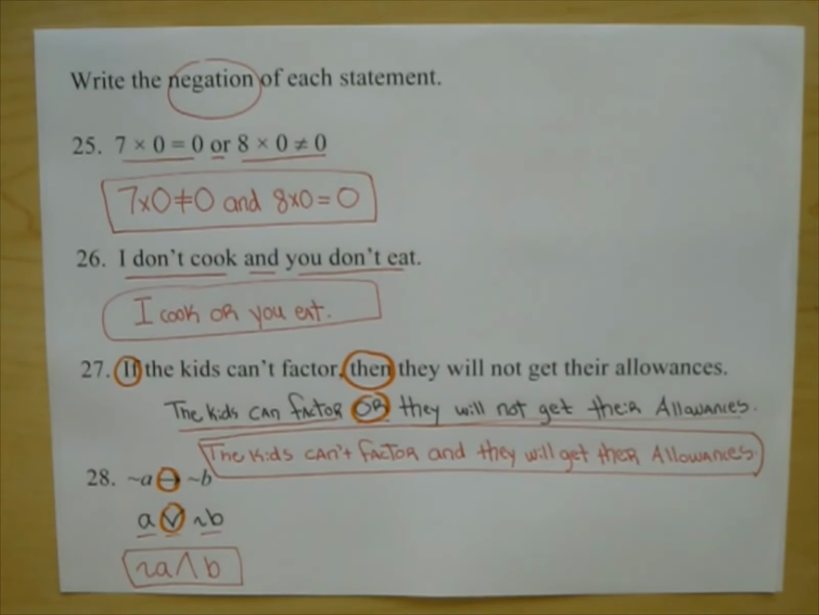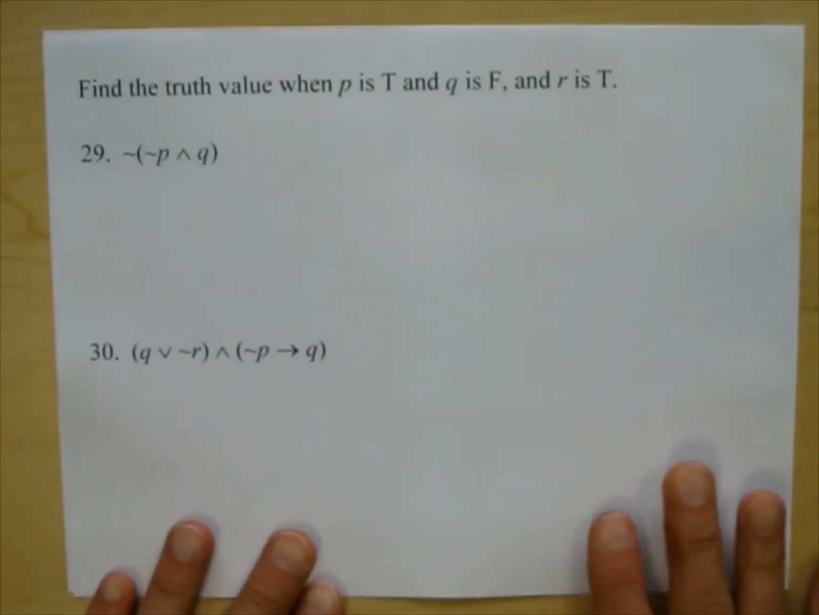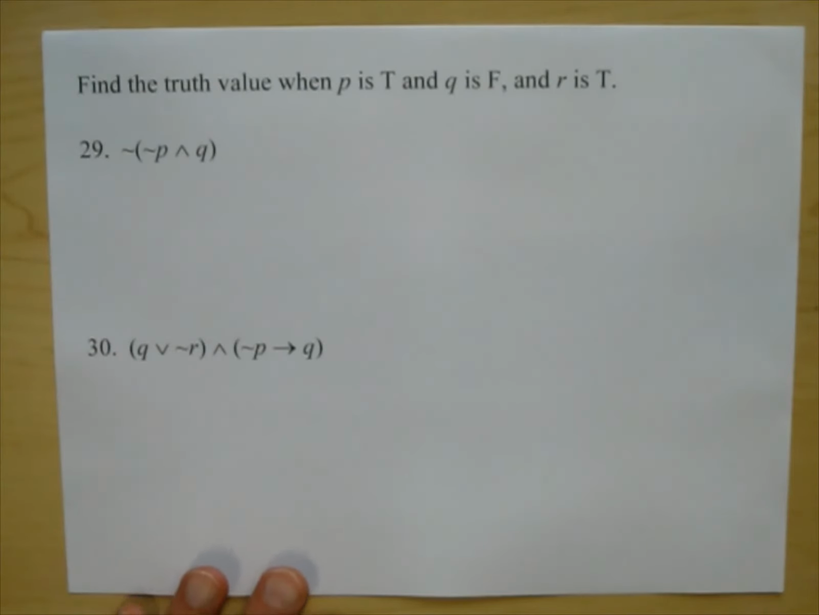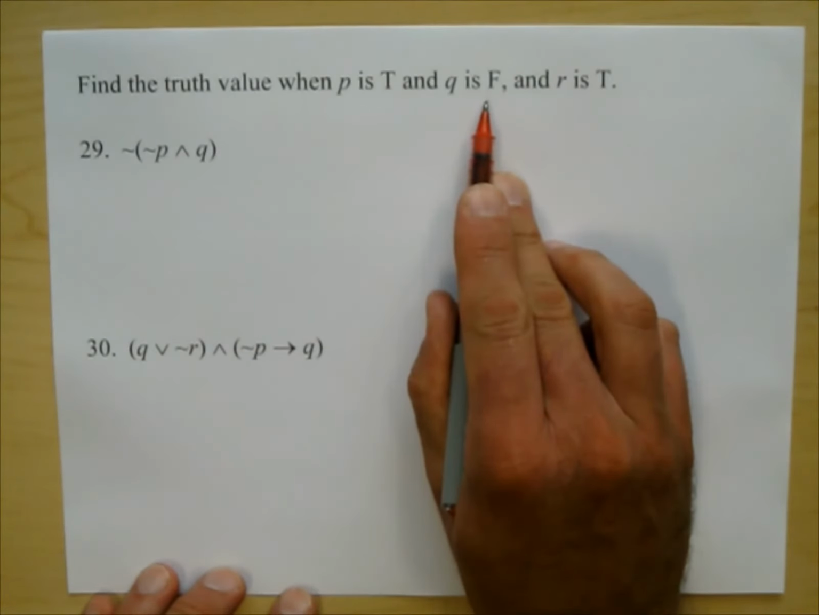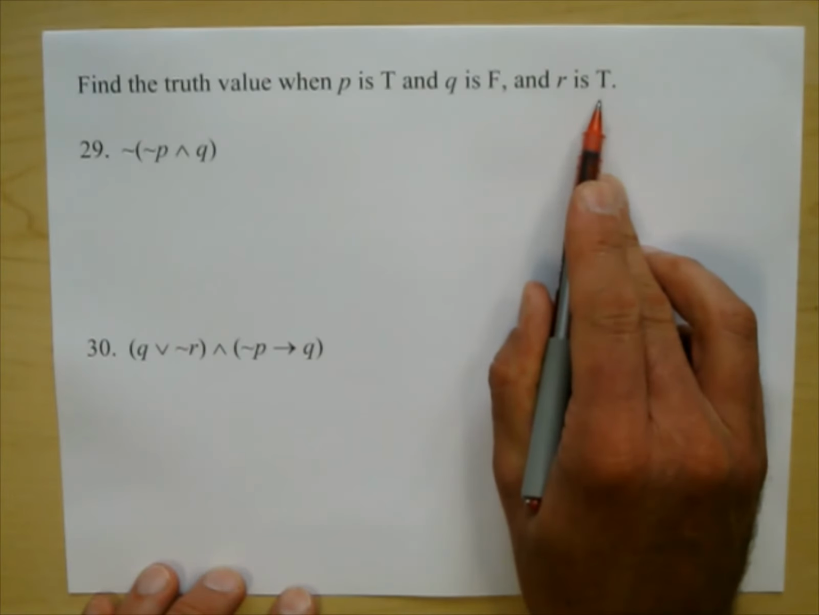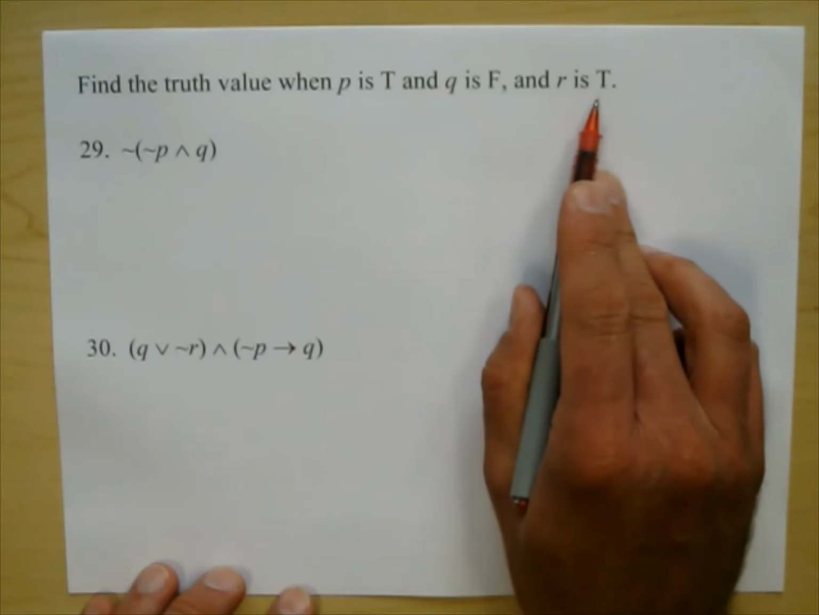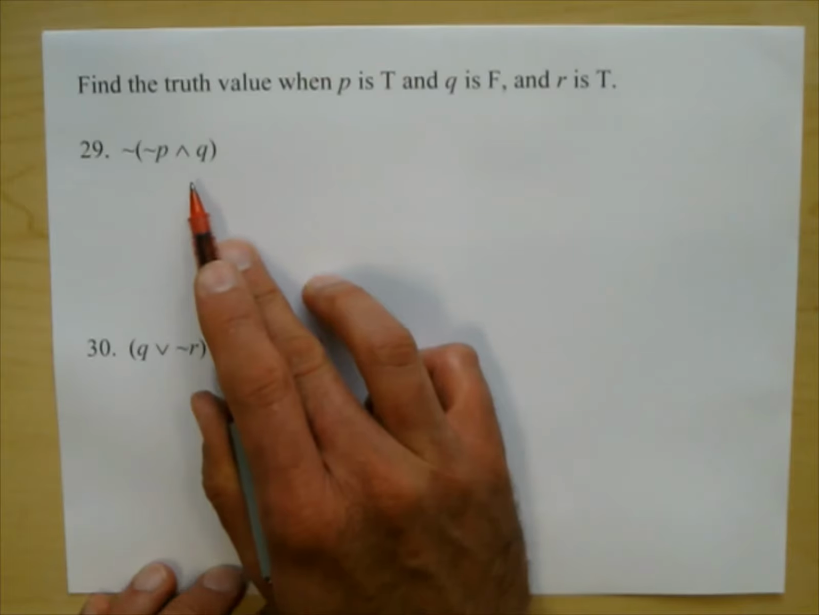Okay, so make sure you know how to work out problems like this for the exam. Let's go ahead and do a few more problems here. Problems number 29 and 30 are kind of the same. Find the truth value when P is true and Q is false and R is true. The first one does not have an R in it, but that's all right.